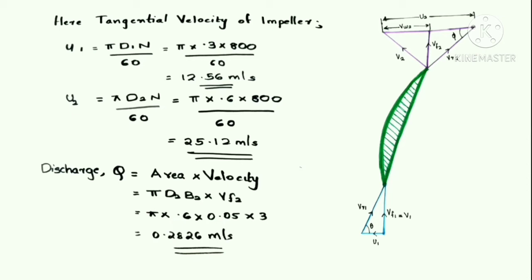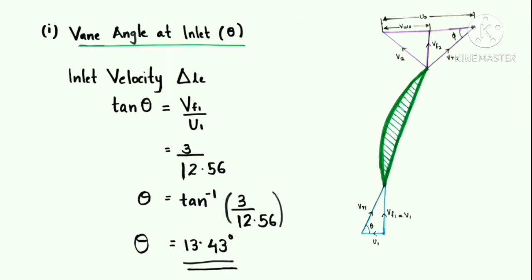Discharge Q is equal to area into velocity. We already know the equation Q is equal to pi D2 B2 into Vf2. Putting the values, pi into 0.6 into 0.05 into 3, we get the answer as 0.2826 meter cube per second. So we know the values of U1, U2 and Q other than the given values. Now moving on to the question.